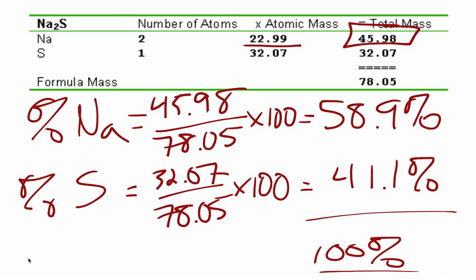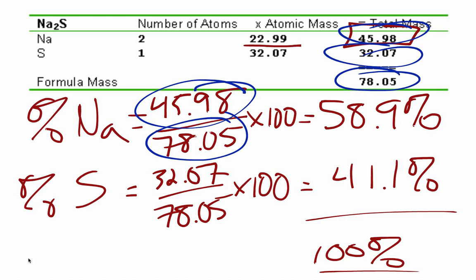So the steps to find our percent composition are: first, we need to know the total formula mass. Then we need to know the mass of each individual element. The mass of the element divided by the total mass is going to give us the percent composition of each element in the compound.